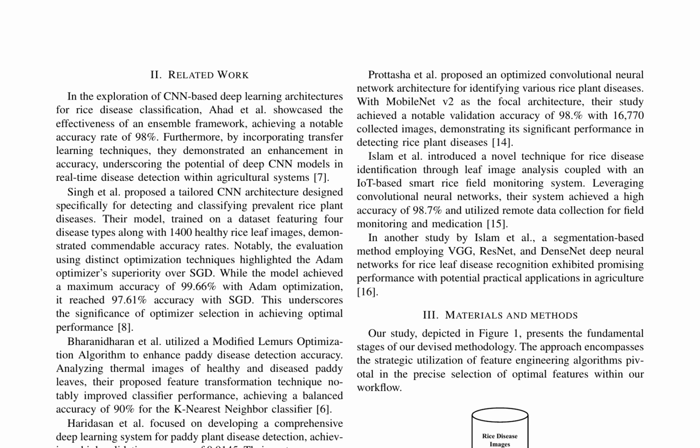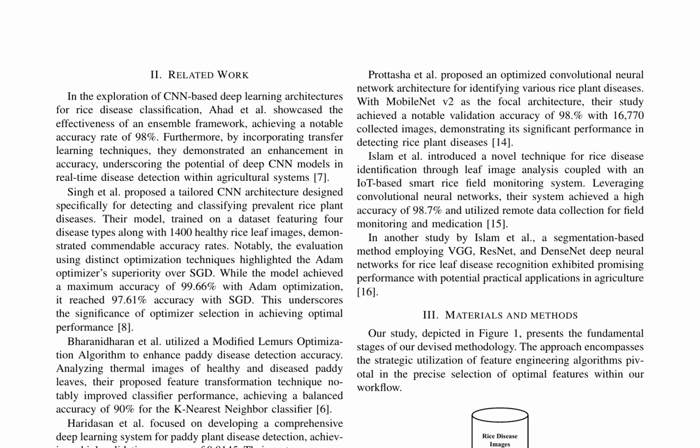Researchers have explored the application of deep learning architectures, particularly convolutional neural networks, CNNs, for rice disease classification, achieving high accuracy rates in detecting and classifying prevalent rice plant diseases. Ensemble frameworks, transfer learning techniques, and novel CNN architectures have been employed to improve disease detection accuracy. For instance, Ahad et al. achieved a 98% accuracy rate using an ensemble framework, while Singh et al. proposed a tailored CNN architecture that demonstrated commendable accuracy rates with the Adam optimizer.